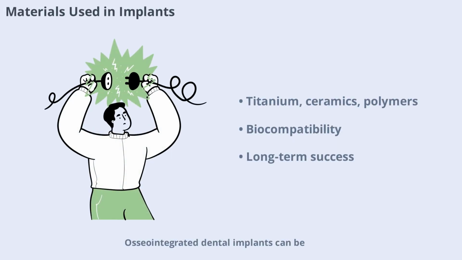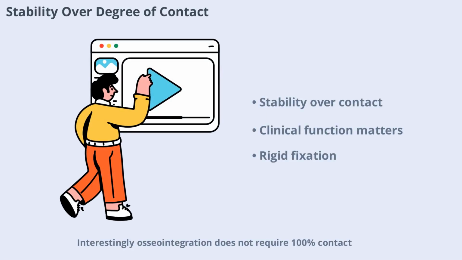Osseo-integrated dental implants can be made from a variety of materials, including metals like titanium, ceramics, and polymers. Titanium is the most widely used material due to its excellent biocompatibility and ability to form a strong bond with bone. The choice of material affects not only the integration process, but also the long-term success and durability of the implant.